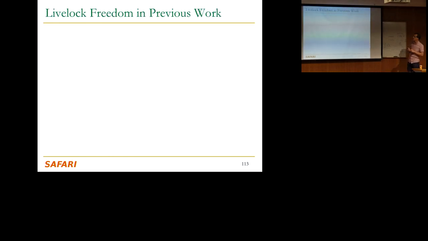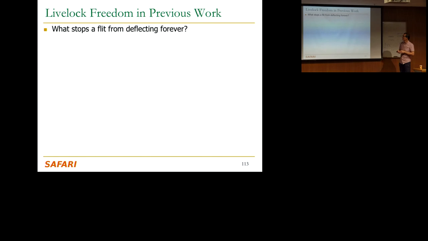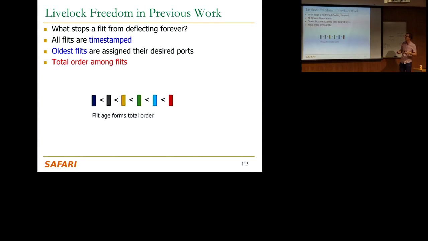So let's take a look at the first one: live lock freedom in previous works. What stops a flit from deflecting forever? That's the key question over here. You timestamp all flits. All the flits are assigned their desired ports. So basically, you form a total order among the flits. The key question is: is this total order necessary?